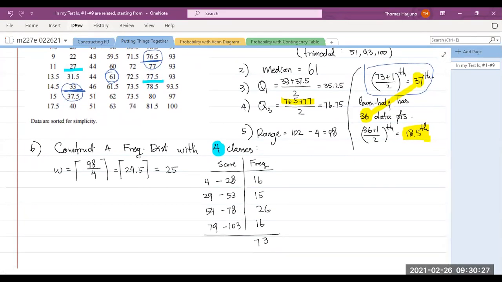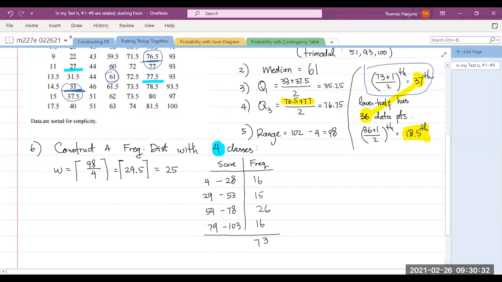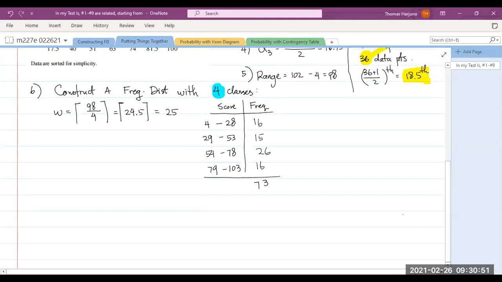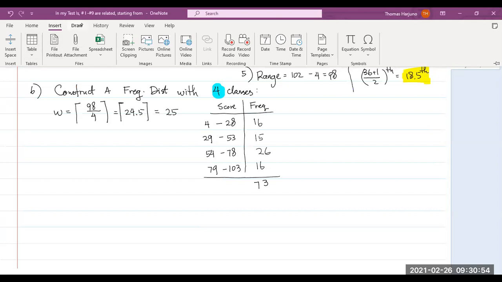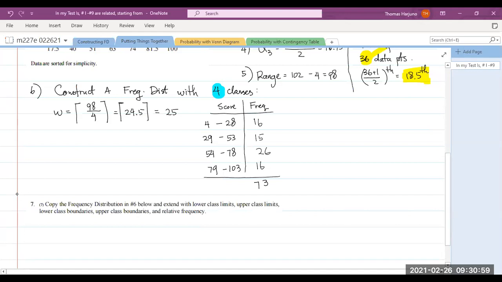So that's for our question number 6. Construct frequency distribution with 4 classes. Now let's see the next question after that. The next question will be number 7. And that's 7 points for that question, which means you should be able to do that in at most 7 minutes.